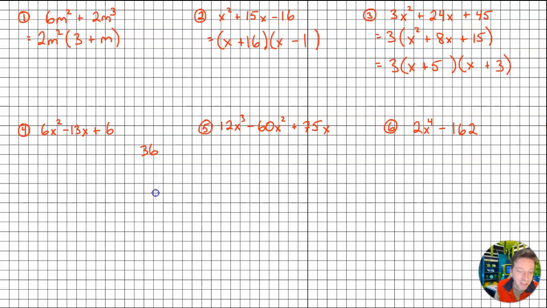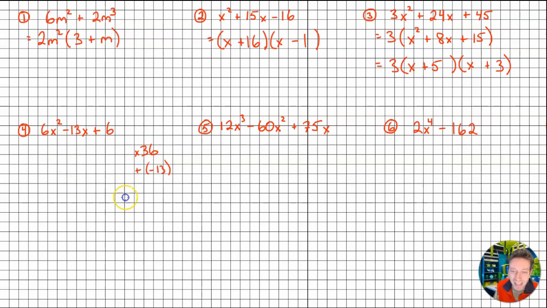36. There we go. So we need 2 numbers that multiply to give us 36 and add to give us negative 13. So what would those be? You could try 6 and 6, but those don't work. How about 9 and 4? 9 and 4 multiply to give 36. And if they're both negative, they'll add to give negative 13, but still multiply to give positive 36.